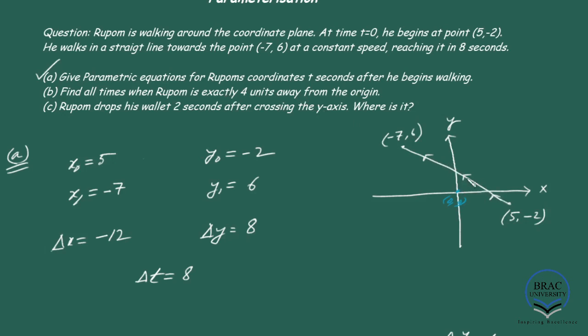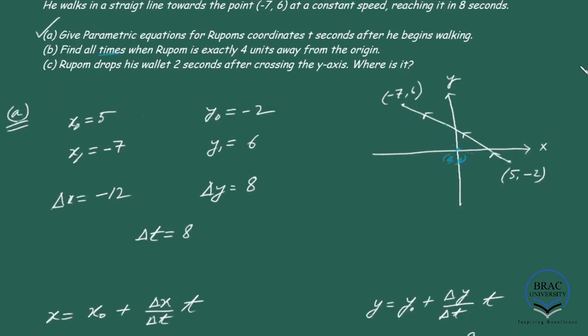If he's walking along the straight line, he could be 4 units away not just on this side when he's coming from the beginning point, but maybe even after crossing the y-axis, he might still be 4 units away. Twice he might be 4 units away from the origin. I'd like to see what those specific times are.